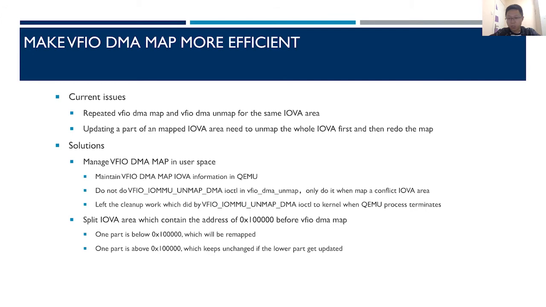For the whole thing to work, the VFIO IOMMU unmap DMA ioctl is only called when mapping a conflicting IOVA area. Conflict here means a newly added IOVA area which intersects with an already mapped IOVA area, but is not equal to it.